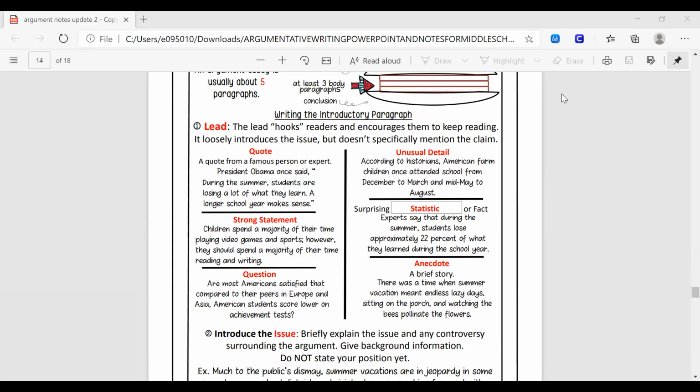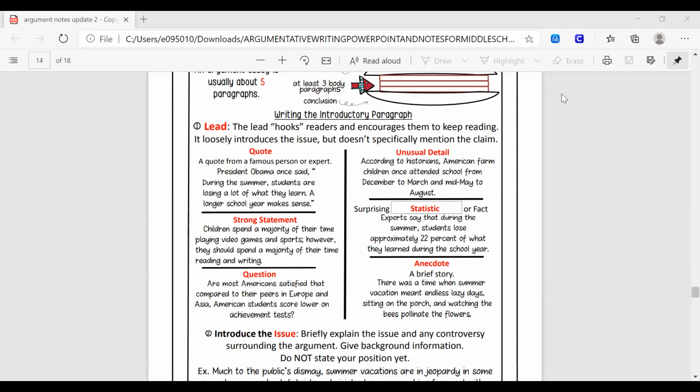And so they give us an example. President Obama once said, "During the summer, students are losing a lot of what they learn. A longer school year makes sense." Whether you agree or disagree with that quote, it is a quote and it is said by President Barack Obama. And so we're going to give the person who spoke the quote or wrote the quote credit. So here they state that President Obama once said. You can do this in many different ways. This is just one way to do it. So your quote needs to be a famous person, not Jim Bob or Uncle Frank or Aunt Susie Q, a famous person.